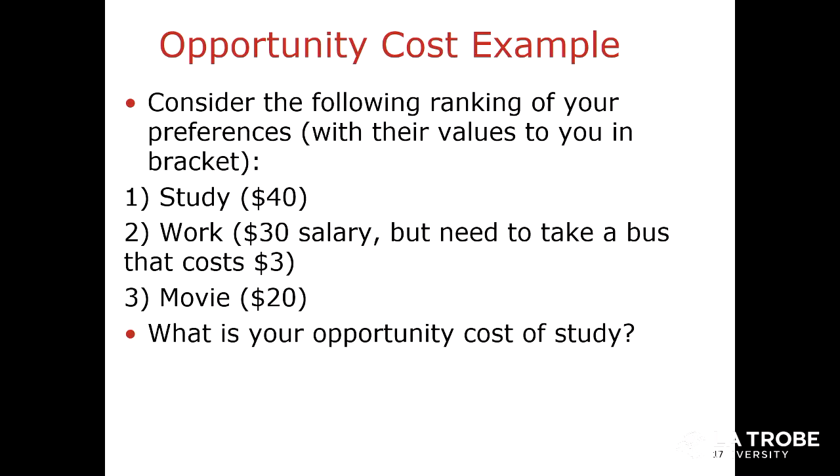So here, let's say, consider the ranking of the following preferences. I give you that, okay, so you need to stick with that. You can study, which has a monetary value of 40, work, which has a monetary value of 30, which is what you earn when you go to work, but you need to take the bus to go to work, and so you will pay $3 per hour. And the third alternative is a movie, going to watch a movie, which is $20.